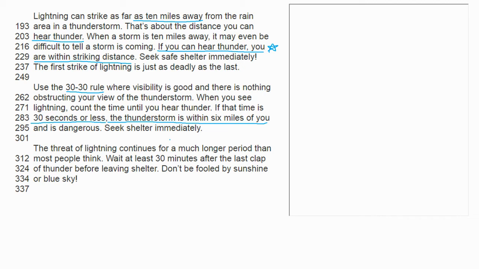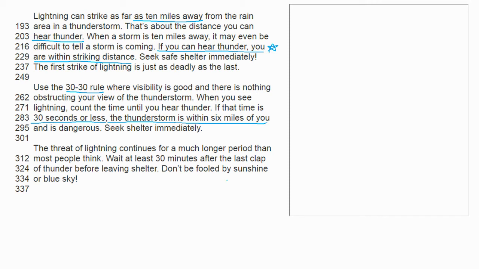Seek shelter immediately. So the first part of this 30-30 rule seems to be that if you count to 30 or less from the lightning to the thunder, you should seek shelter, because the thunderstorm is close to you. So let's see what the other 30 is talking about.